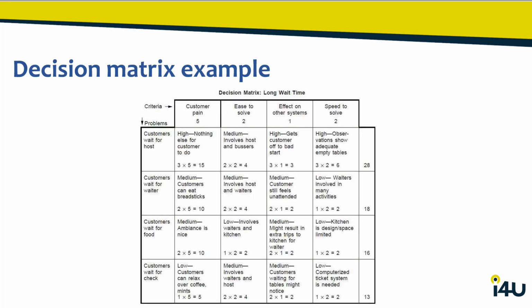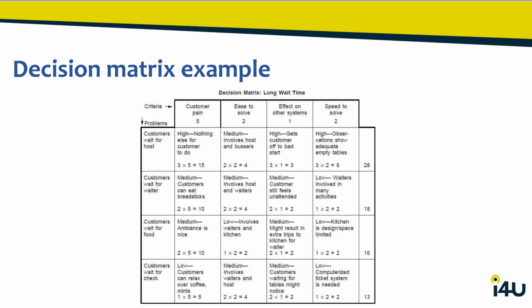Decision matrix example. Scenario: reducing long wait time in a restaurant. Options to tackle. First, customers waiting for the host. Customers waiting for the waiter. Customers waiting for food. Customers waiting for the check. Criteria and waits.